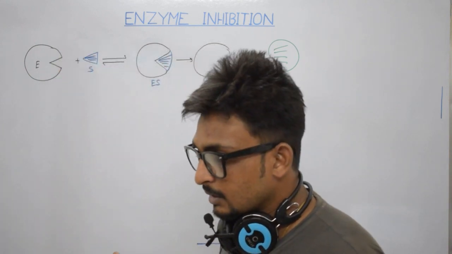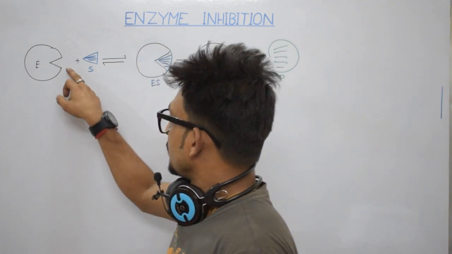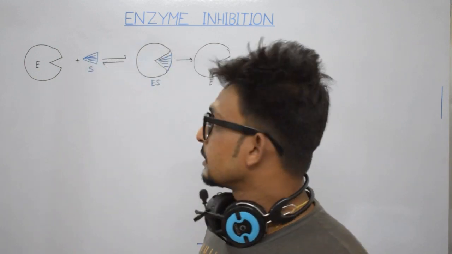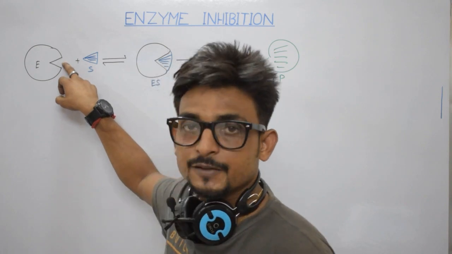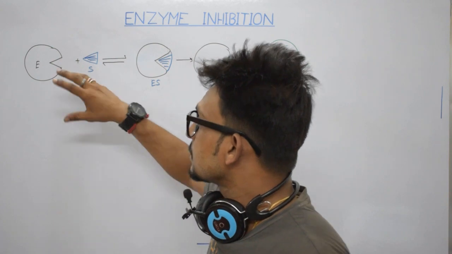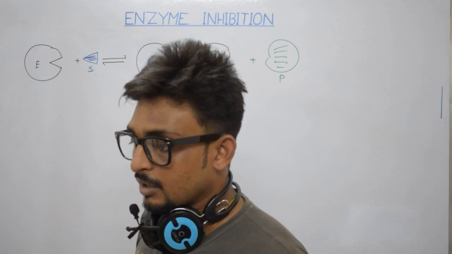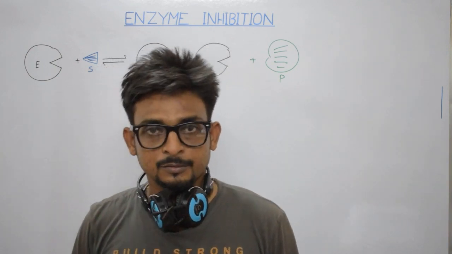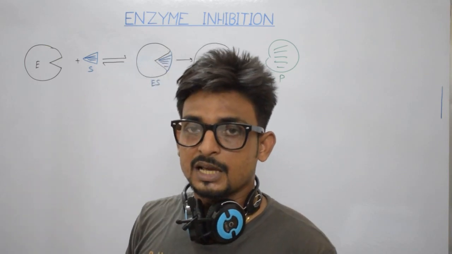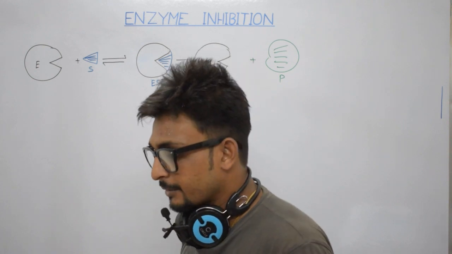Now what does the enzyme inhibitor do? Enzyme inhibitors are molecules that can bind with the active site of the enzyme, and as a result, this active site is not free or available for binding with the substrate. There are some other inhibitors that are structurally very similar to the substrate. As a result, they will go and bind with the active site of the enzyme. So this is a very interesting phenomenon.